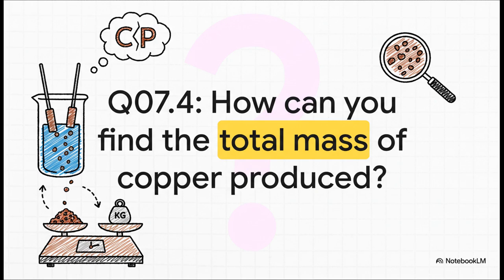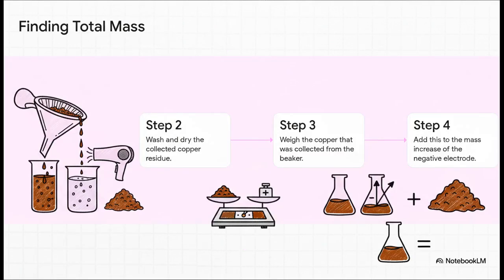Now, this is a really good question because it's all about practical thinking. In the real world, experiments don't always go perfectly. Here, things have gone a tiny bit wrong. Some of the copper fell off. So how do you make sure you find the total mass of copper you made, not just the stuff that stuck? The mark scheme gives you a beautiful, clear 4-step method, a mark for each step.